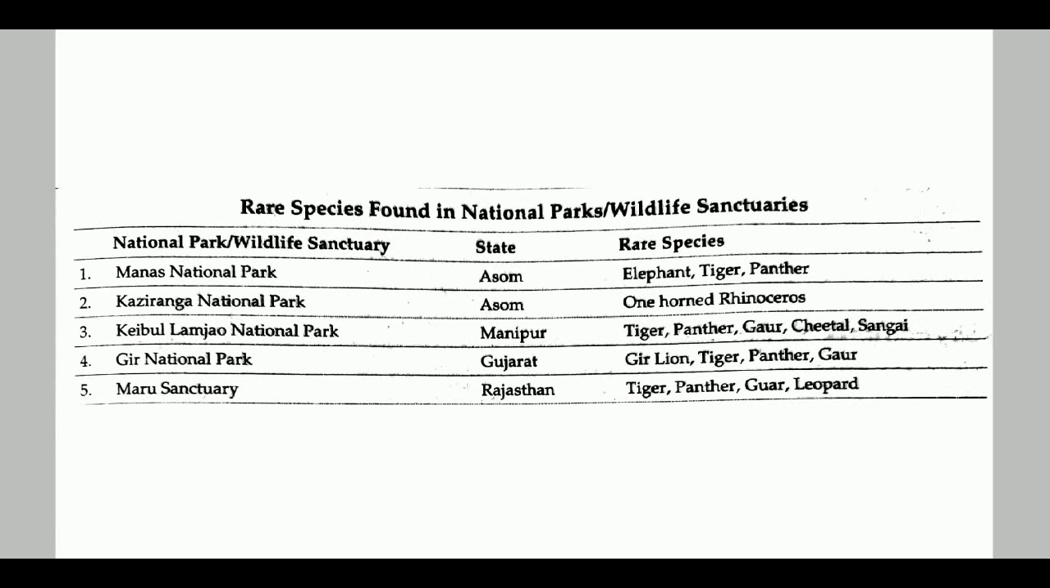Next is Gir National Park. It is in the state of Gujarat, and the major species conserved here is the lion. The other animals are tiger, panther, gaur. Next is Maru National Park. It is in Rajasthan, and the species found here are tiger, panther, gaur and leopard. So, two important national parks in the state of Assam are Manas and Kaziranga. Gir is in Gujarat, Maru Sanctuary is in Rajasthan, and Keibul Lamjao National Park is in Manipur. It is the only floating national park.